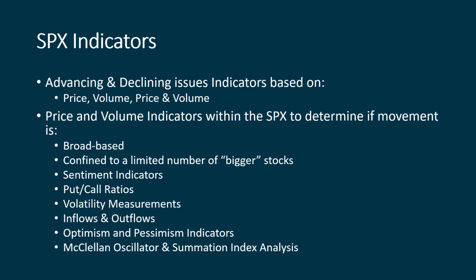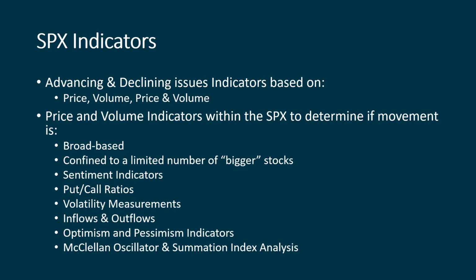The McClellan oscillator is a little more short term. If we have a down day, usually the McClellan oscillator will decline. If we have an up day, the McClellan oscillator will go up. Where we look at changes is when the McClellan oscillator goes below zero or comes back above zero.